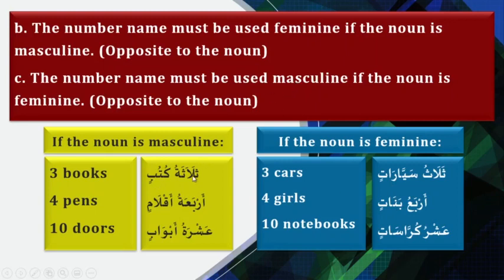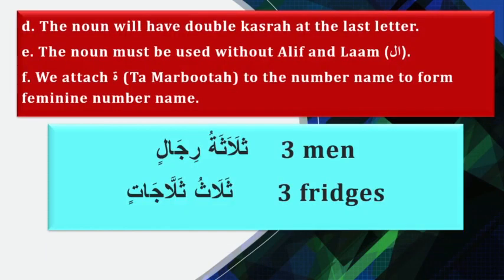Let us see the next. The noun will have double kasrah at the last letter, as you can see here. Always this noun will have double kasrah from 3 to 10. The noun must be used without alif and lam. This alif lam is called definite article in Arabic, so it should not be used with the noun. We attach ta marbuta to the number name like salas, to form the feminine number name. So friends, when it is salas and you use ta marbuta at the end, it becomes feminine. So salasatu rijalin, 3 men.